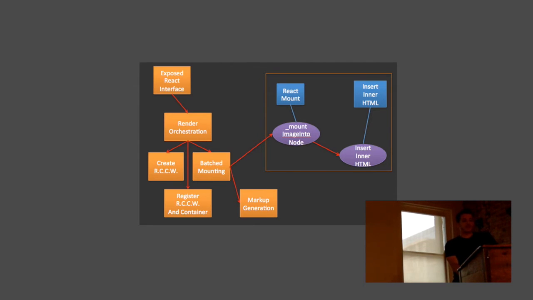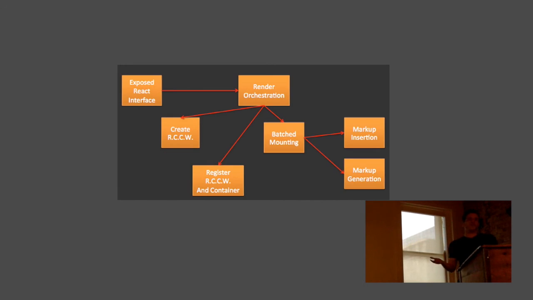So at this point, we've mounted a node. Once that set inner HTML is done and traverses back up the tree, the callbacks just come back, and we're done. We have our page. So that's the mount, that's the initial mount.